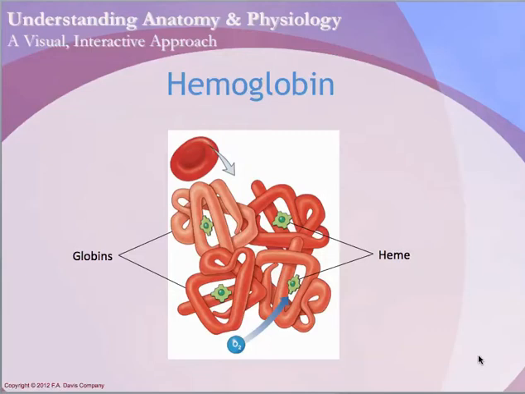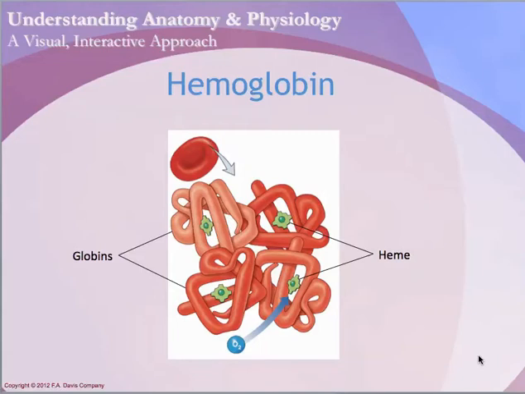This is looking at one piece of hemoglobin here. It consists of 4 ribbon-like protein chains called globins. Bound to each globin is an iron-containing molecule called heme. This is why we need iron, to have good red blood cells in general that are going to do their job. Each heme molecule can combine with 1 molecule of oxygen. Therefore, 1 hemoglobin molecule can unite with 4 molecules of oxygen to form oxyhemoglobin. And that's how we get oxygen to the tissues.